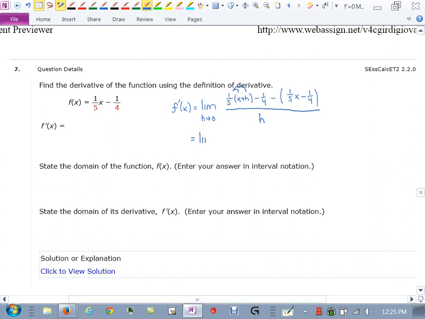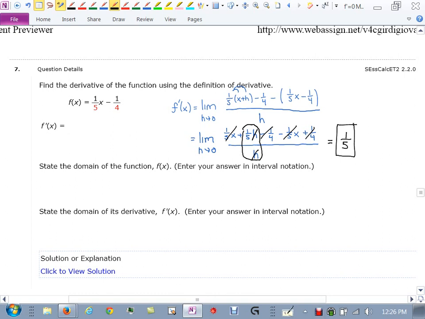So this is the limit as h goes to 0 of 1/5 x plus 1/5 h minus 1/4 minus 1/5 x plus 1/4, all over h. Then cancel the 1/5 x's, cancel the 1/4. Notice all I'm left with is this. These h's will cancel, and I'm left with 1/5 without even having to let h go to 0. I just get this constant.